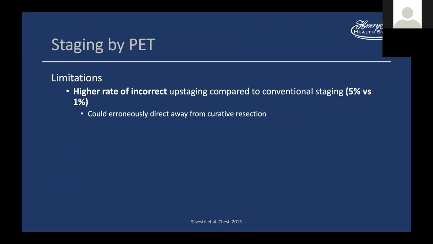But it also has limitations. So there was a higher rate of incorrect upstaging when they compared PET to conventional staging. And they defined conventional staging as anything within clinical staging outside of the PET scan. So exam, CT, and even included bronchoscopy and mediastinoscopy for biopsies. So with a higher rate of incorrect upstaging, you could potentially direct the patient away from curative resection if you stage by PET scan alone.